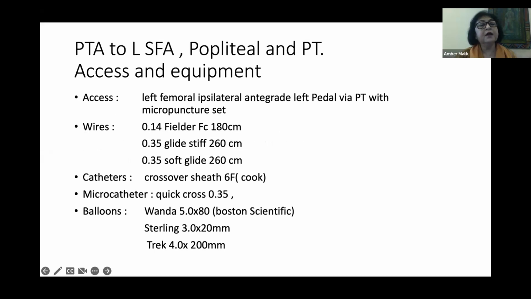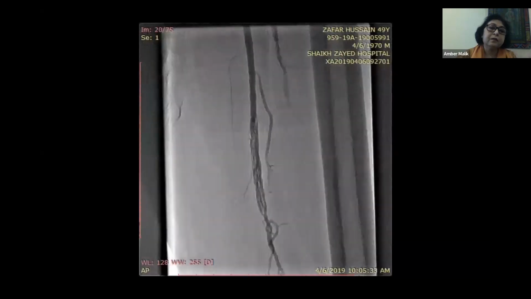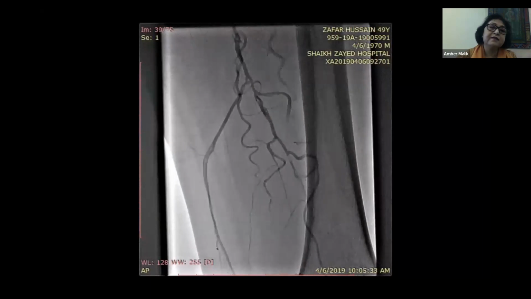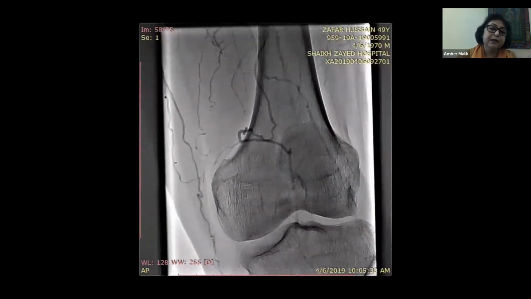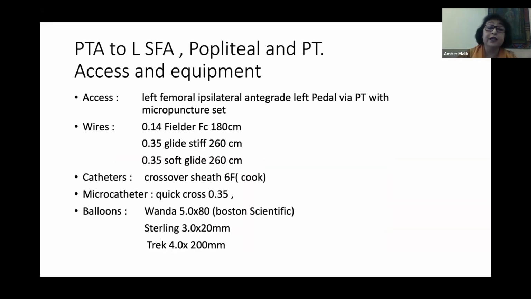We brought him to the cath lab. I don't have his CTs, because I always get a CT done. I'll just show you his pictures. This is what his SFA looked like, and there was nothing much below the knee. This is what the CT also looked like. I love my CTs because they're very representative of what we find in the angiogram, and the radiologists we work with give us very nice pictures.